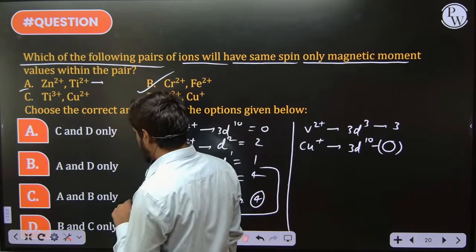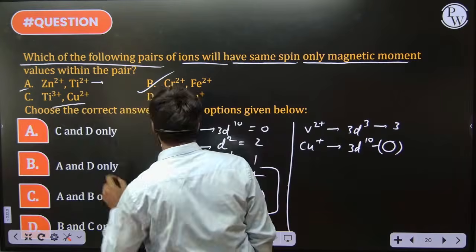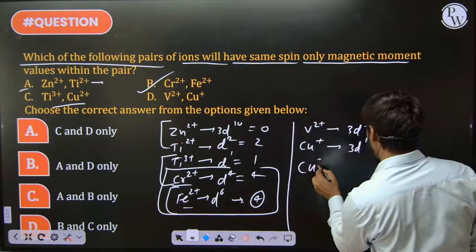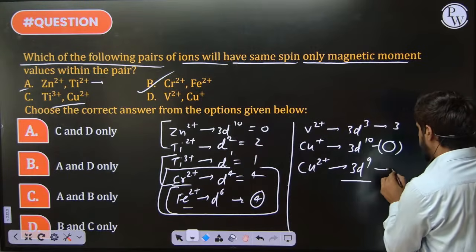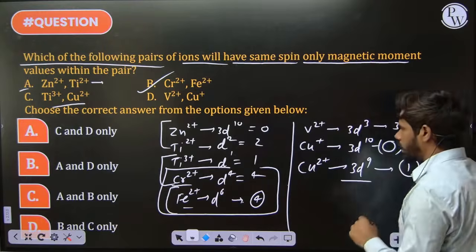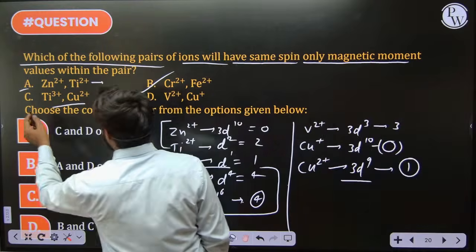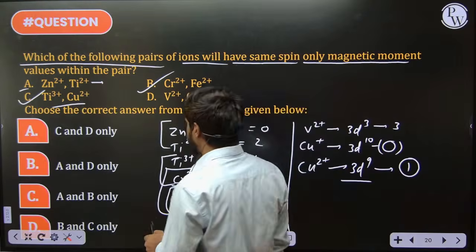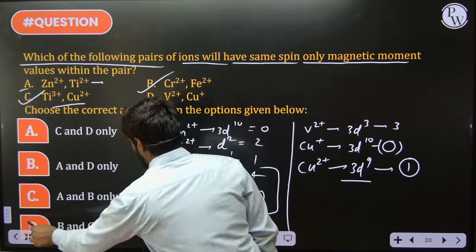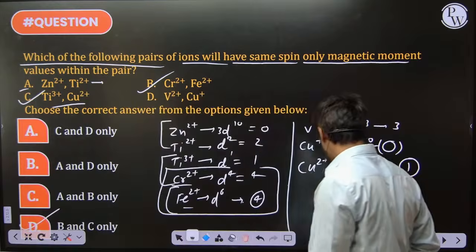One more ion is left, that is Cu2+. In the case of Cu2+, this is 3d9, and 3d9 has 1 unpaired electron. So titanium 3+ and copper 2+ also have the same magnetic moment value. So B and C are correct, so option D is correct.